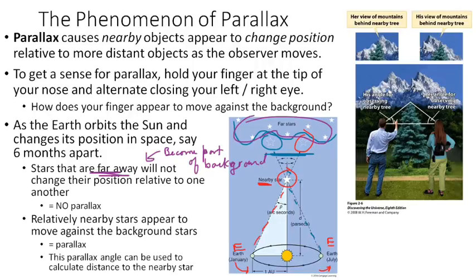That is so cool. And one method scientists can use is to get the distance of the star. They can get to this distance right here by knowing this angle right here. It's the parallax angle.